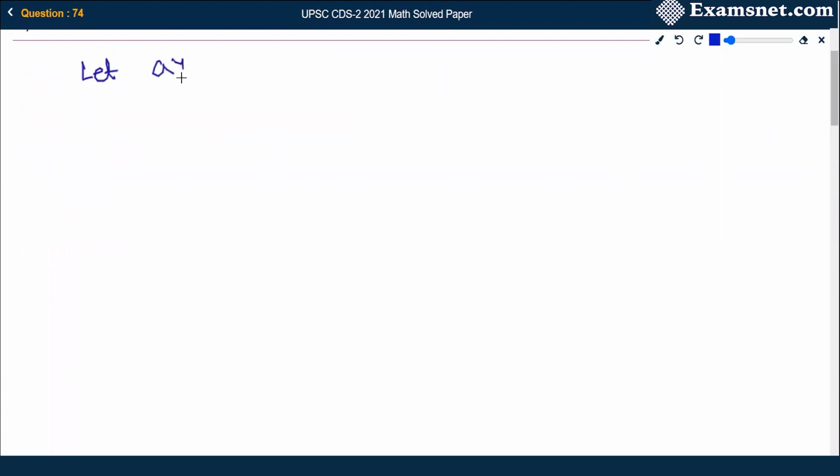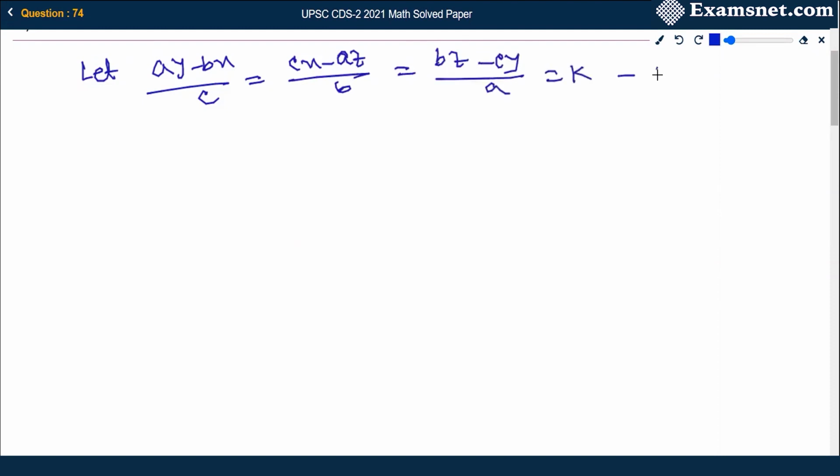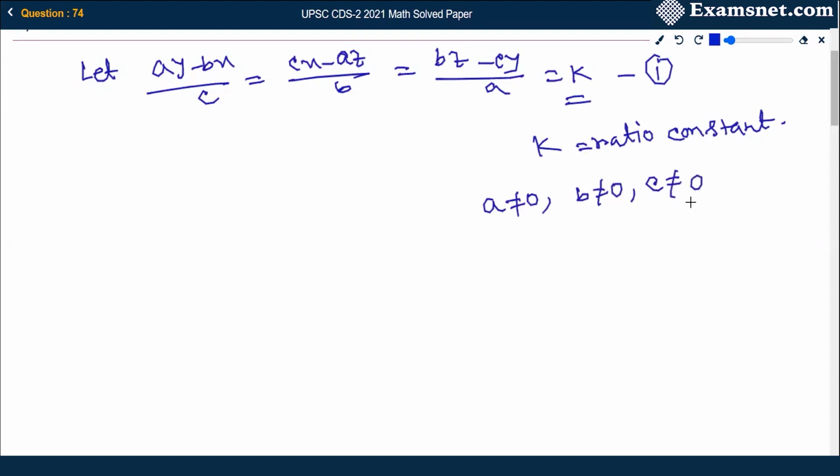So let ay minus bx by c equals cx minus az by b equals bz minus cy by a equals k. Let's name it equation number 1. Here k is the ratio constant. And we know very clearly that a, b, c cannot be 0. A cannot be 0, b cannot be 0, and c cannot be 0.